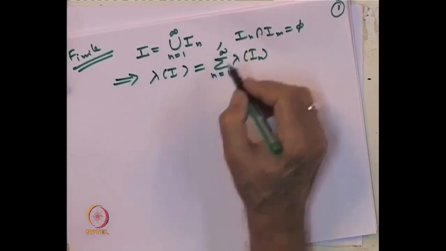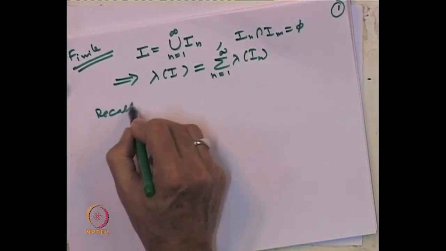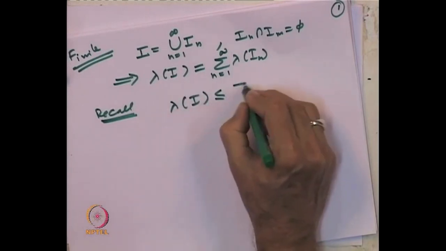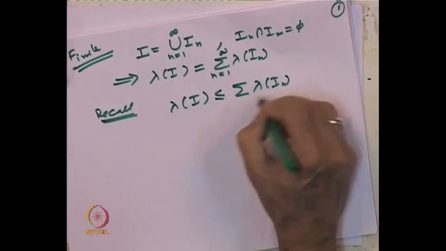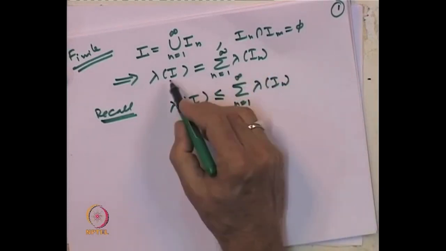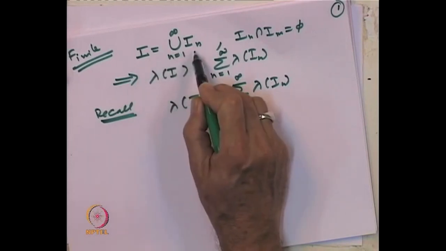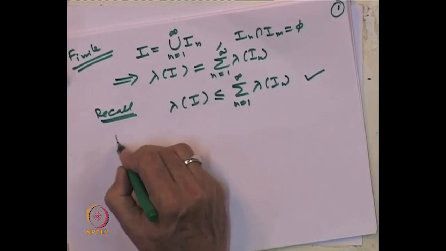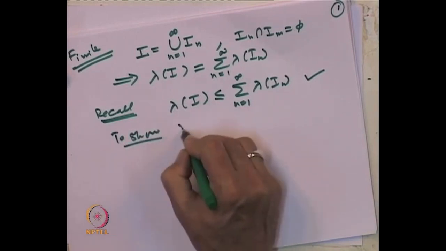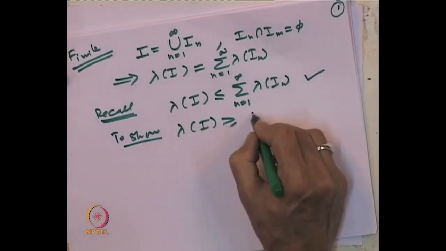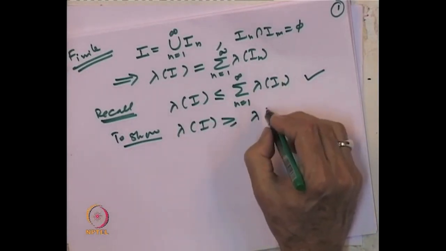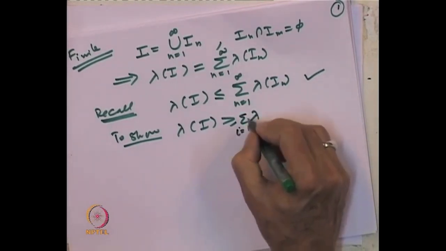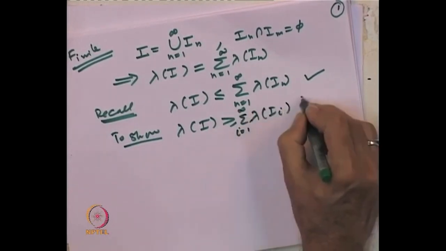n equal to 1 to infinity. Recall we have already shown that length of I is less than or equal to sigma length of I n. That is because of the property that we just now proved, I is covered by a union of intervals, so length of I must be less than or equal to. To prove the other way around, we need to show length of I is bigger than or equal to sigma i equal to 1 to infinity length of I i. This is what is to be shown.